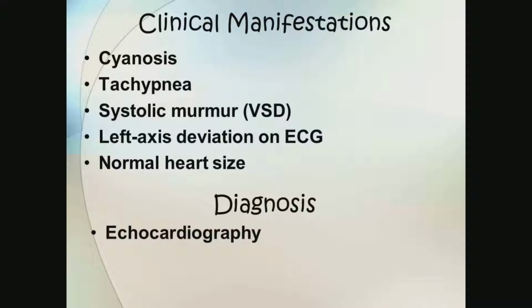Clinical manifestations are obviously going to include a huge systolic murmur due to that VSD. You're going to have left axis deviation because the left side of the heart is the predominant portion. The heart size itself doesn't necessarily increase, but it is predominantly that left ventricle. And amazingly, we diagnose it with echocardiography.